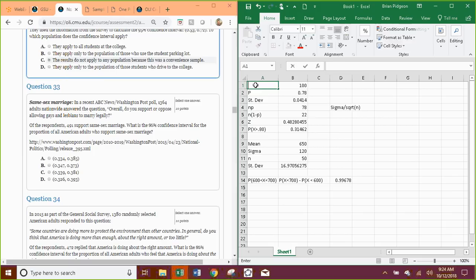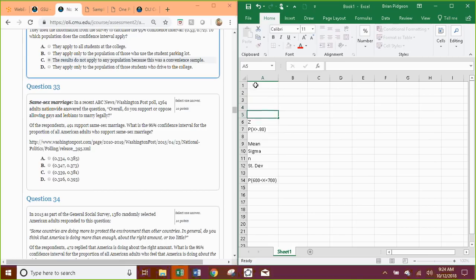Okay. Confidence intervals, calculating them. We actually already have all the information we need to calculate a confidence interval. I'm just going to erase all of this stuff. Okay. In a recent ABC News Washington Post poll, our sample size is 1,364. Of the respondents, 491 support it. So what is the proportion? We're looking for the proportion who support same-sex marriage. So p hat is going to be our x over n. So in the sample, about 36% of people support same-sex marriage.